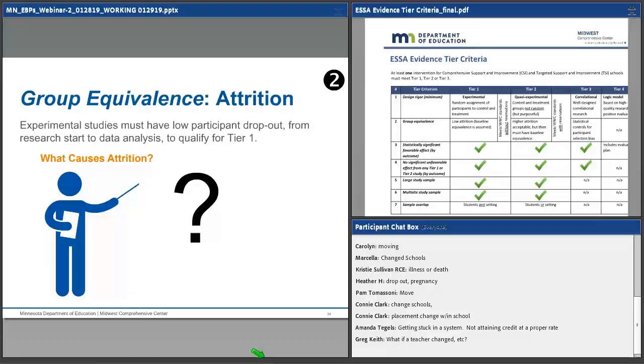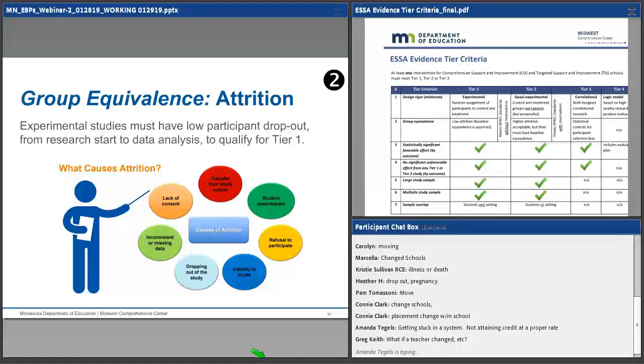Yep. Changes within the school, getting stuck in the system. Exactly. What if a teacher changed? Sure, absolutely. There may be other factors not related to the student that change that invalidates a particular group of students that we're going to use. So there could be other factors at the school. Here we list a few of them. You've mentioned a bunch of them, the students transferring, et cetera. But there's also reasons related to researcher procedures like having inconsistent or missing data, right? If for some reason the researcher's computer blows up and they lose a file, that may be one reason for attrition.